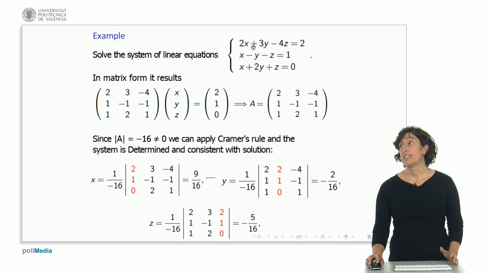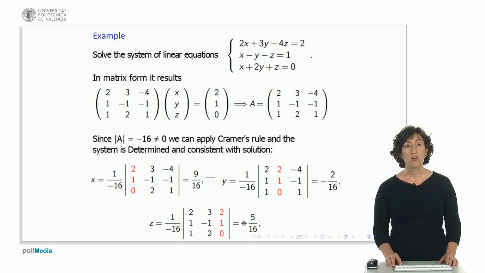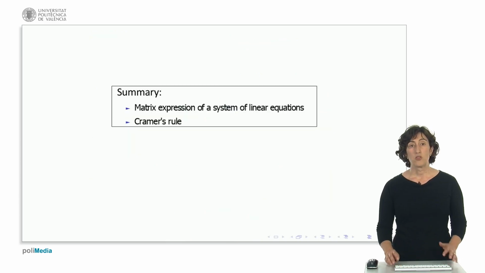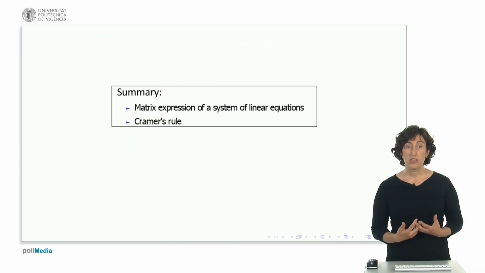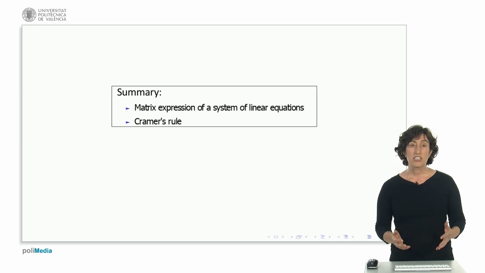Since we have reached that the system is compatible and determined, and its solutions are x equal to 9 divided by 16, y equal to minus 2 divided by 16, and z equal to minus 5 divided by 16, we have found the solution of the system by calculating determinants. Well, as you can see, we have seen that the whole linear equation system has a matrix expression, and that if a series of conditions is met, we can apply the Cramer's rule to solve it.